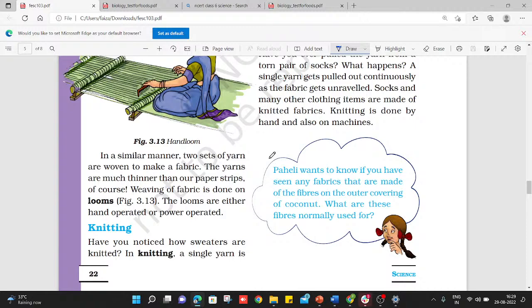Now what Paheli wants to know is to have seen any fabric.